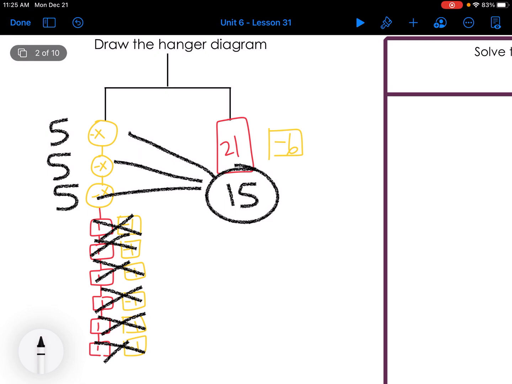Okay, now the problem is we've got to see if it's going to be a negative 5 or a positive 5. Because right now, these are all negative 5s. So let's try a negative times a negative is going to give me a positive. That'll give me a positive 15. So x equals a negative 5.